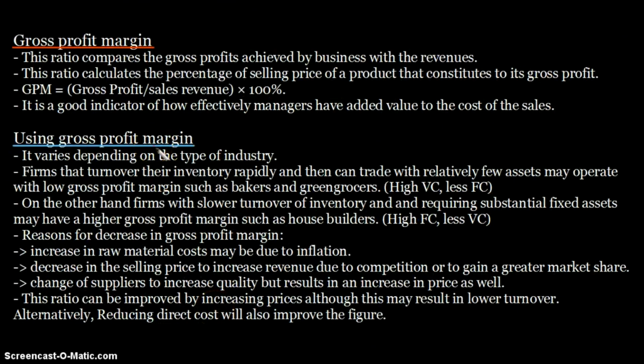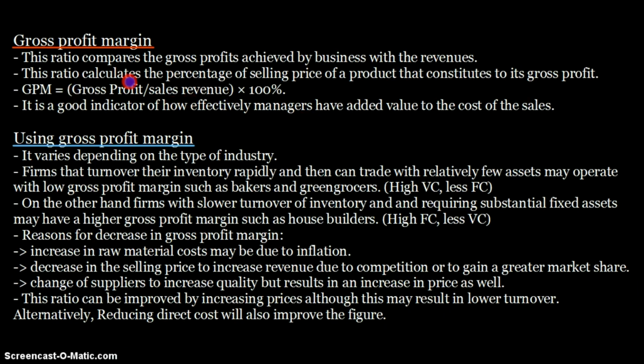So let's look at gross profit margin. This ratio compares the gross profits achieved by a business with the revenue. We've talked about how we compare different profits with revenues at AS level. The first profit was the gross profit, and that's where the term gross profit margin comes from. We compare our gross profit with the sales revenue and calculate the percentage of the selling price of a product that constitutes its gross profit. How much of the selling price constitutes the gross profit of that particular product.